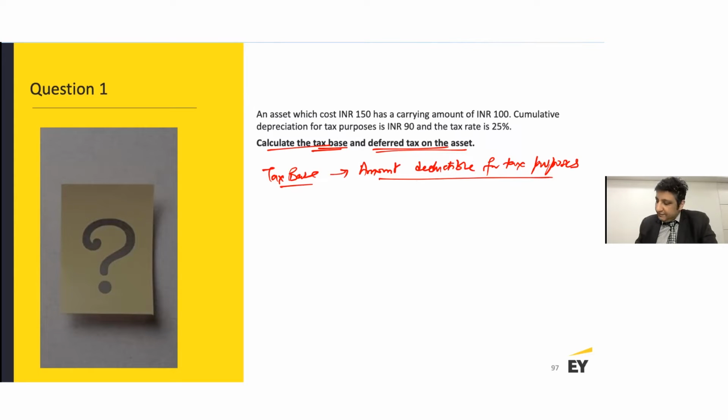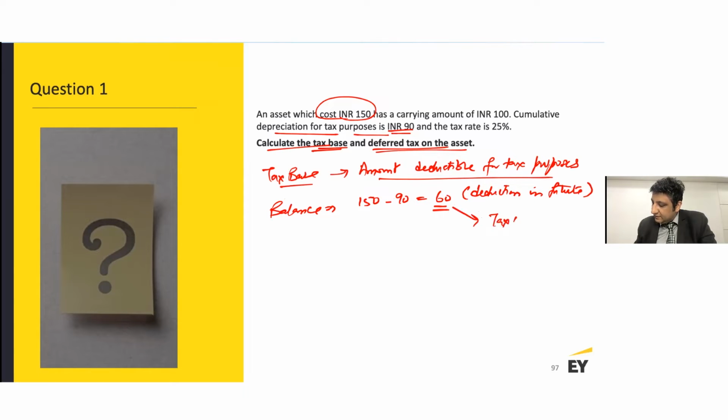Now, importantly, we are provided that the cost of the asset is 150 rupees and the depreciation for tax purposes, which has already been charged, is 90 rupees, which means that the remaining value or the balance amount, which is 150 minus 90, that is 60, is something which is available as deduction in future, and that is where this will be reflected as a tax base of this particular asset, right? So that meets the first requirement of our question in terms of the calculation of the tax base, right?